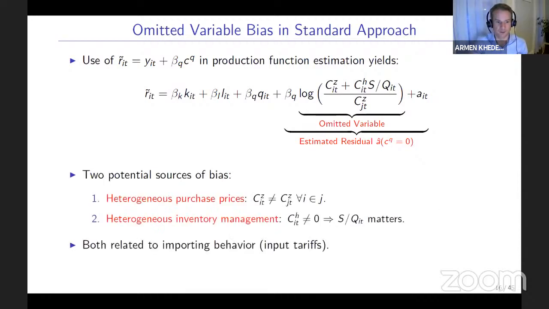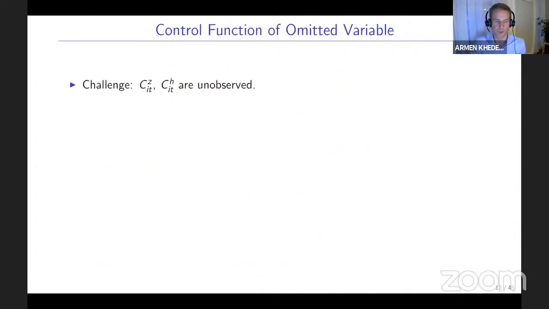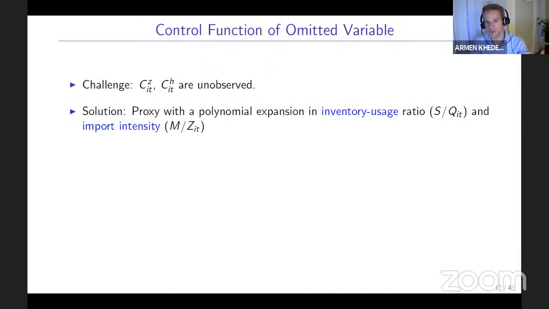Both of these sources of bias are very related to the firm's importing behavior and, by extension, to how they respond to input tariffs. Now, I just want to note as a side point that here we are taking the approach of including materials on the right-hand side. The same issue would remain if we considered value added in the TFPR estimation. Okay, so how do we work around this issue? Naturally, as I was saying, these are unobserved, but the EOQ model showed us that they are very much related to, one, the inventory usage ratio, and second, the import intensity of the firm.